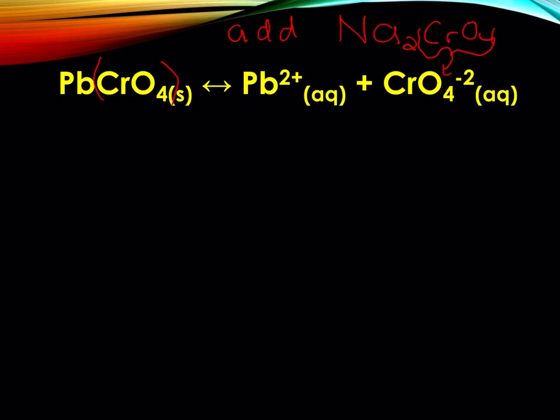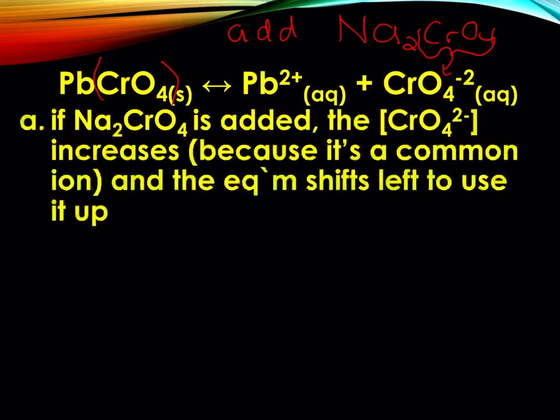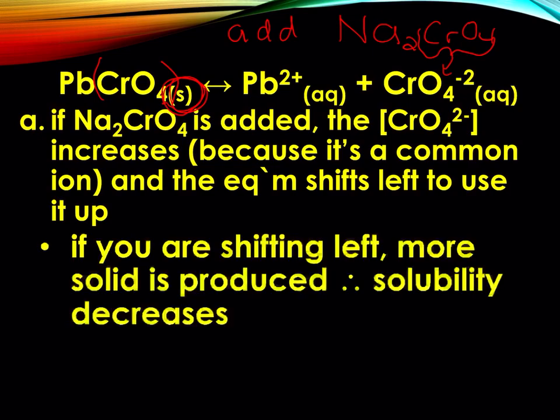So where's the common ion? The chromate ion is, in this case, where the common ion is going to be. So it's going to increase the concentration of chromate because it's a common ion, and then the equilibrium is going to shift left to use it up. If you go to the left, on the left-hand side is always going to be the solid, which means less is dissolving or more precipitate is formed.